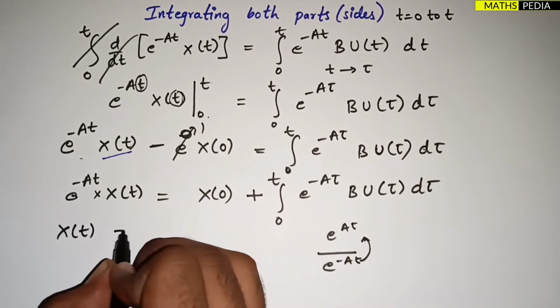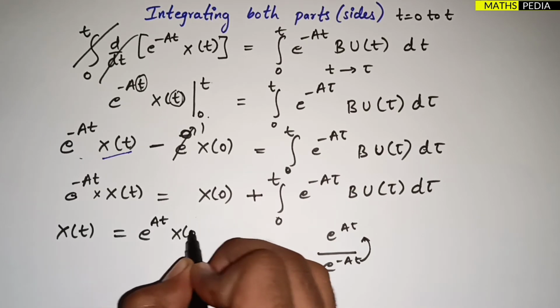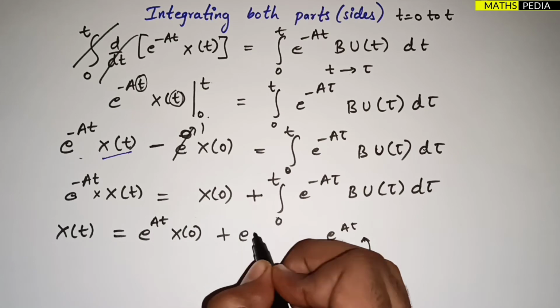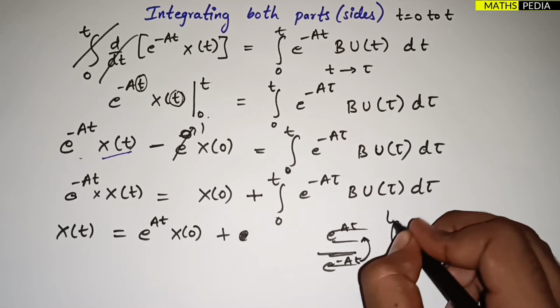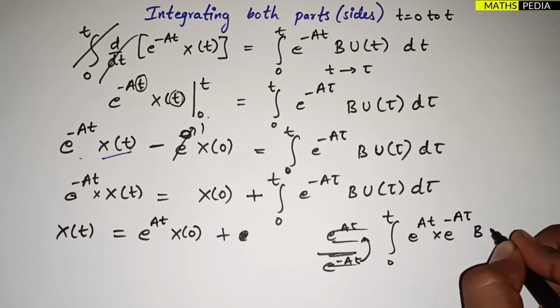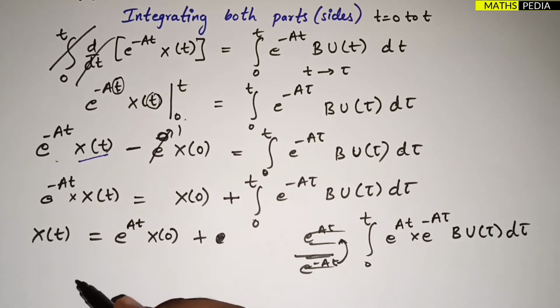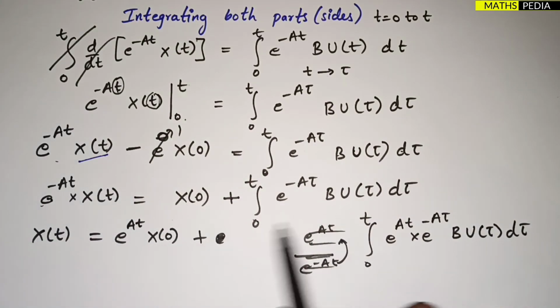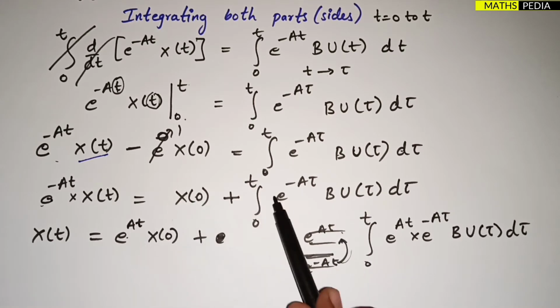So x of t is equal to, this is a plus sign, so two terms are there. e power at into x of 0 plus e power at, I can take it inside, correct? So I will write it here, 0 to t e power at into e power minus a tau b u of tau d tau. Simple thing, what I have done, I am shifting e power minus at to the RHS part. So it will become e power at. When it goes there, it becomes e power minus at, so I put it in the numerator, it becomes e power at. So multiplying these two.